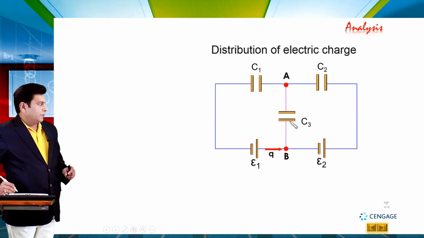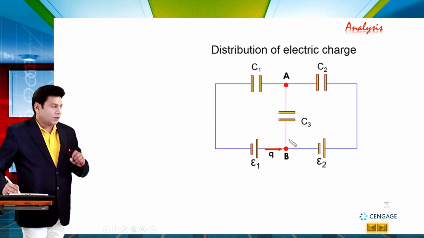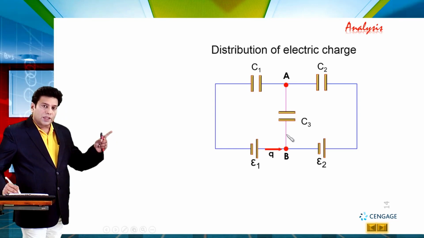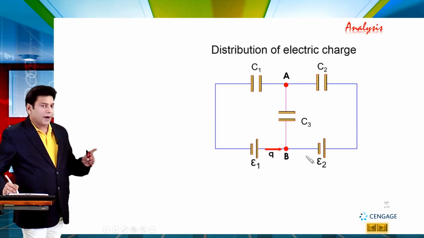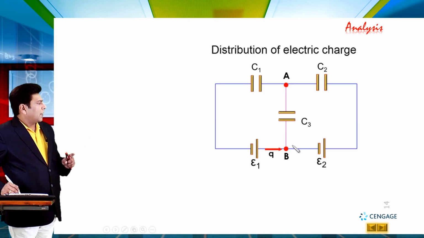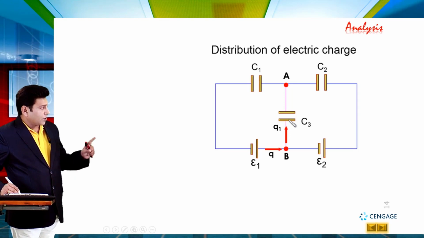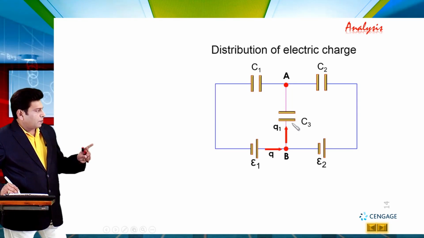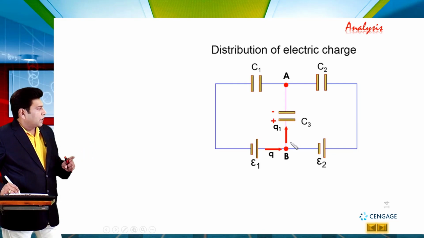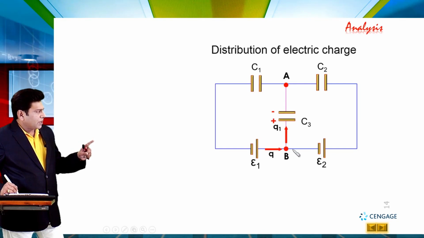You can observe here, there are two paths. One is going toward C3, other is battery E2. Let us divide this charge Q in two paths. So let us make Q1 charge flowing in the upward direction. If Q1 charge will reach to the plate of capacitor C3, this plate will become positively charged and facing plate will be negatively charged. Now the charge left flowing in this direction will be equal to Q minus Q1.